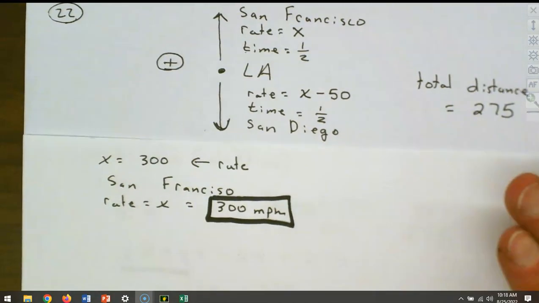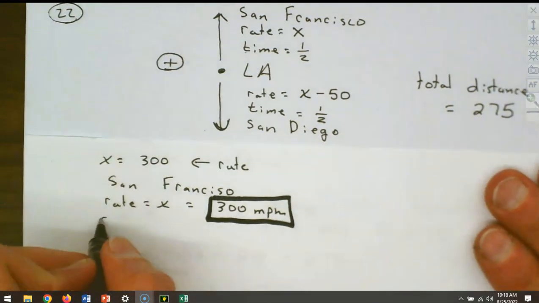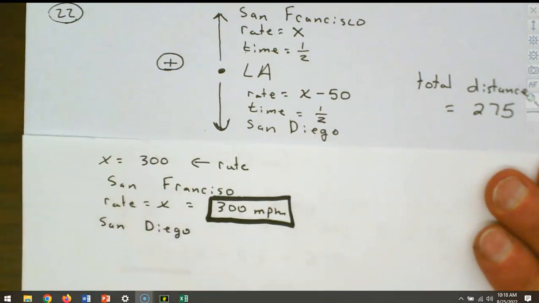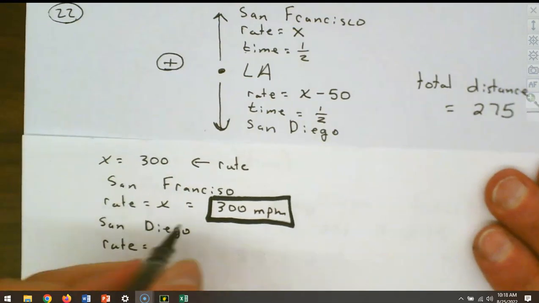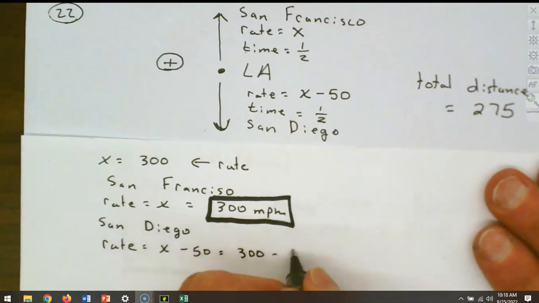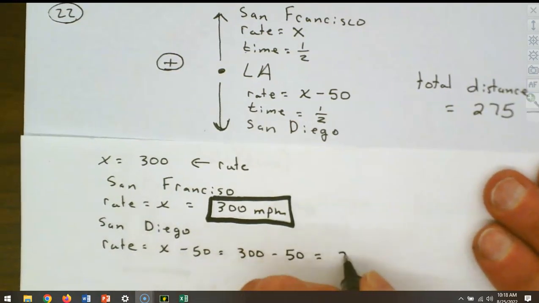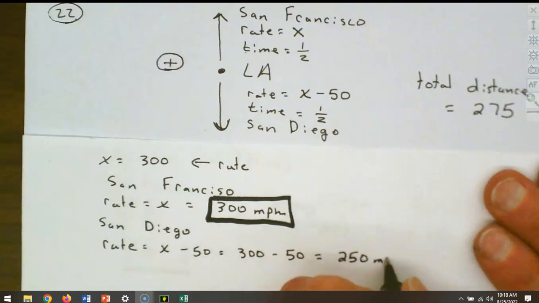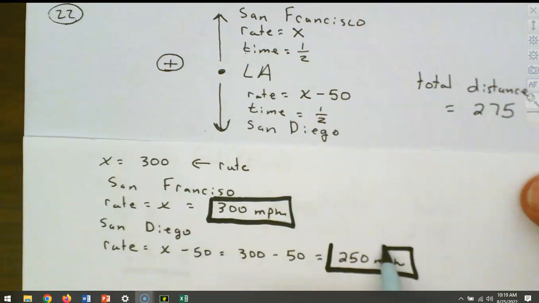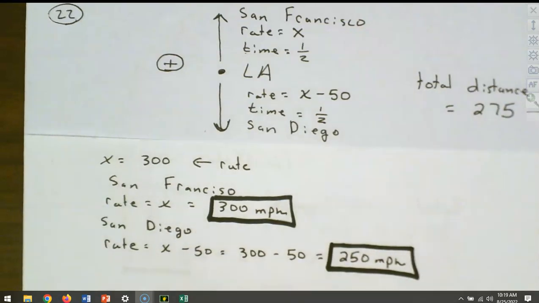The next one, what about the San Diego plane? What is its rate? Well, its rate is x minus 50. So that's 300 minus 50. And that's going to now give you the 250 miles per hour. We've answered the question. We labeled our answers. And so that's what we needed to do.